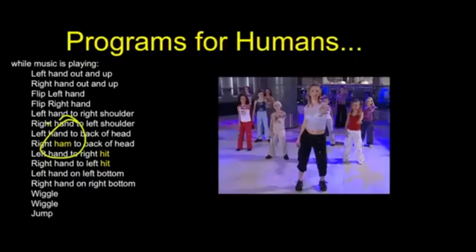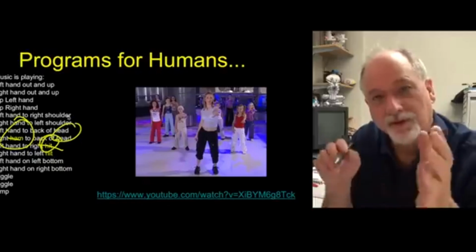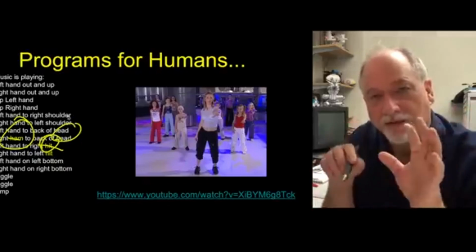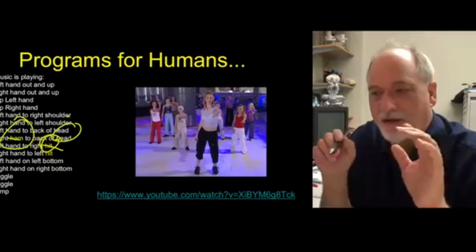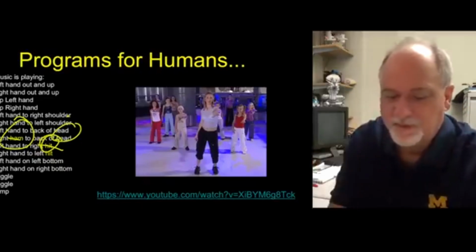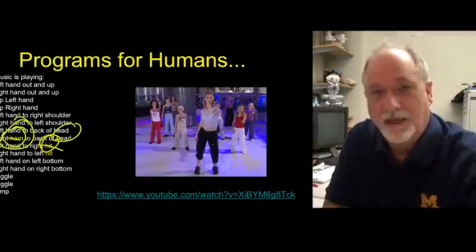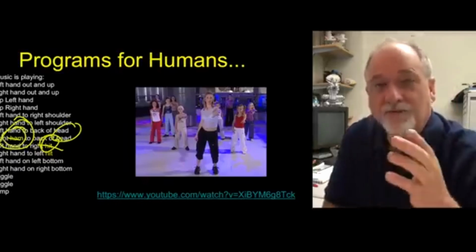And why am I going to hit someone in the back of the head with a ham? And why would I take my left hand and hit somebody? These are all bad things. But the computer is going to take us very literally. And so we have to be really precise. The computer just doesn't know the difference between what we mean and what we say. So we have to be very precise.